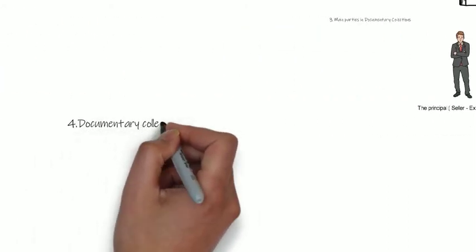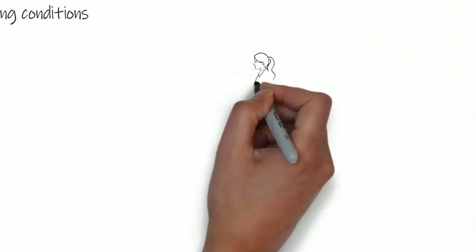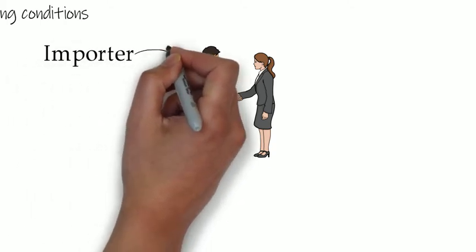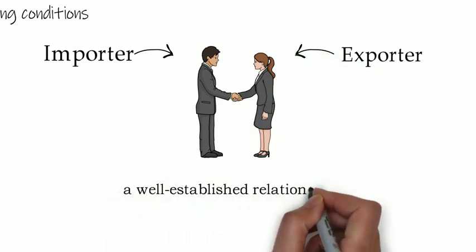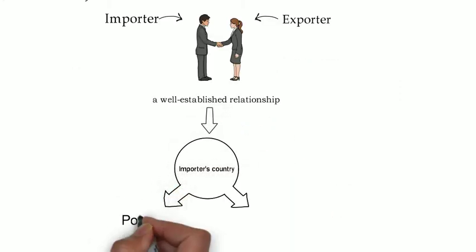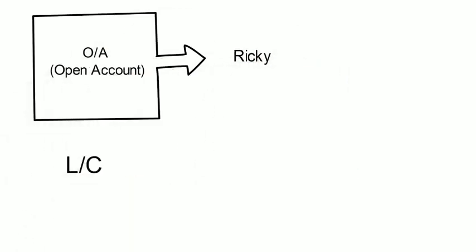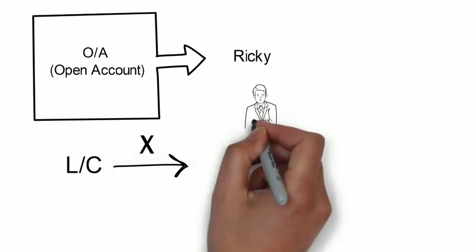4. Documentary collection should be used only under the following conditions. The exporter and importer have a well-established relationship. The exporter is confident that the importing country is politically and economically stable. An open account sale is considered too risky. An LC is unacceptable to the importer.